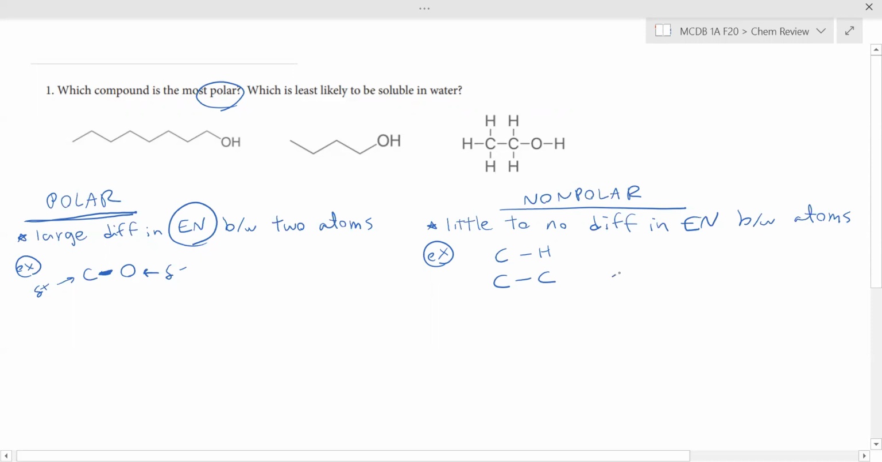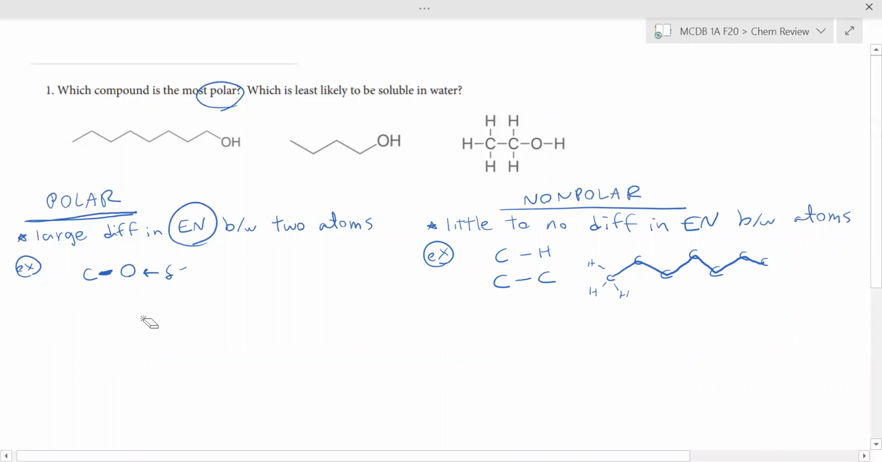You can also see those represented in line formation, where when you see something like this, these lines are just carbons and they're attached to a bunch of hydrogens. So when you see line notation like this, know that this means it's nonpolar.